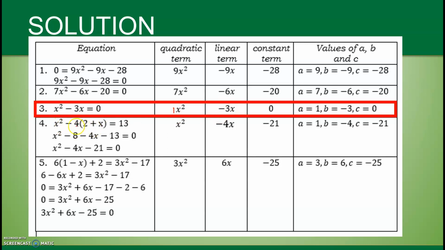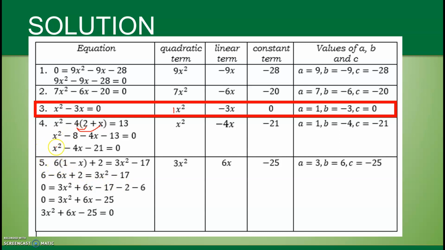So in number 4, you still have to multiply or distribute the negative 4 actually. So negative 4 times 2, that's negative 8. Negative 4 times x, that's negative 4x. And then if you combine together the like terms, negative 8 and negative 13, that's negative 21. So therefore, the standard form is x squared minus 4x minus 21 equal to 0. And then the quadratic term is x squared, linear is negative 4x, and the constant term is negative 21. Which gives us a, which is 1, b is negative 4, c is negative 21.